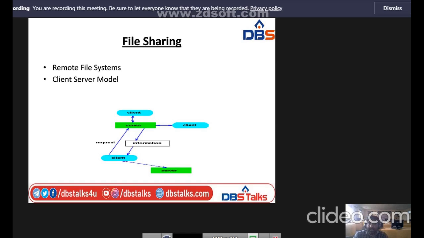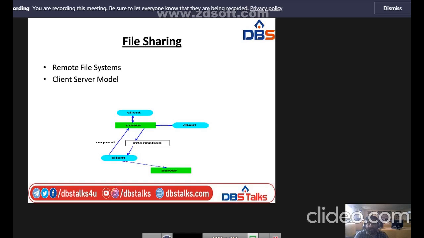So next, coming to the client-server model. In this client-server model, remote file systems allow a computer to mount one or more file systems from one or more remote machines. Here the machine containing the files is the server and the machine seeking access to the files is the client.